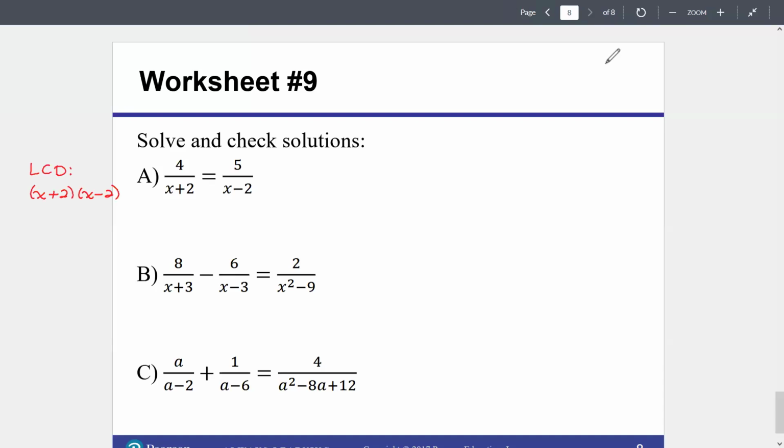All right, so for A, we got 4 over x plus 2 equals 5 over x minus 2. So my LCD, we don't have to do any factoring here. The two factors I have are x plus 2 and x minus 2. So my LCD is going to be x plus 2 times x minus 2. So we just multiply both sides by x plus 2 times x minus 2.